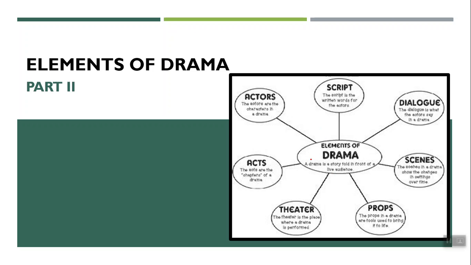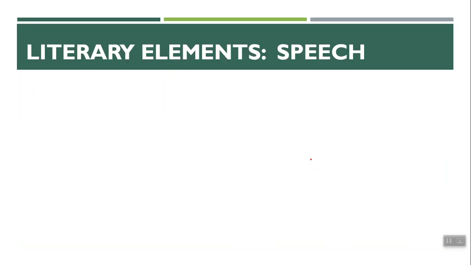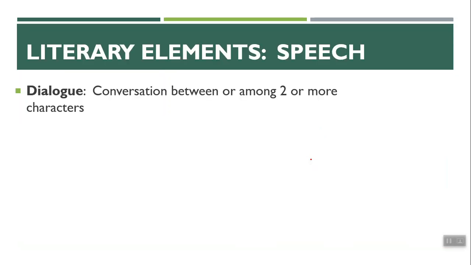There we go, part 2. So the first literary element is speech. In short fiction, we do have dialogue. In a drama, the dialogue becomes even more important because we don't have descriptions and we don't have a point of view. When you're reading a novel or a short story, you have a point of view, you have some type of a narrator, right? For the most part in drama, you don't.